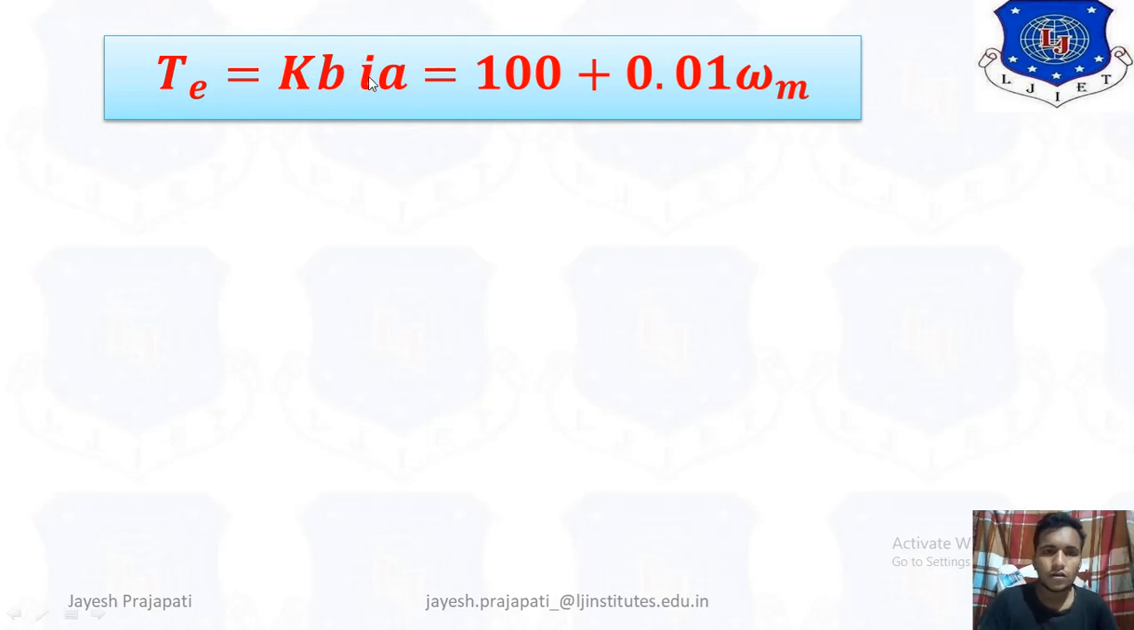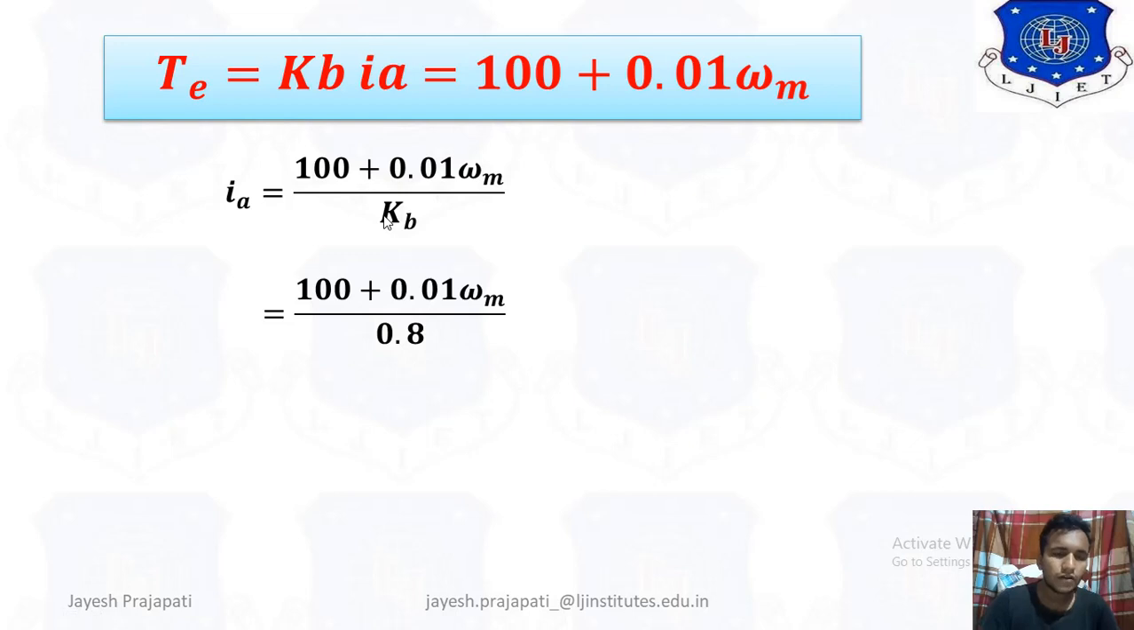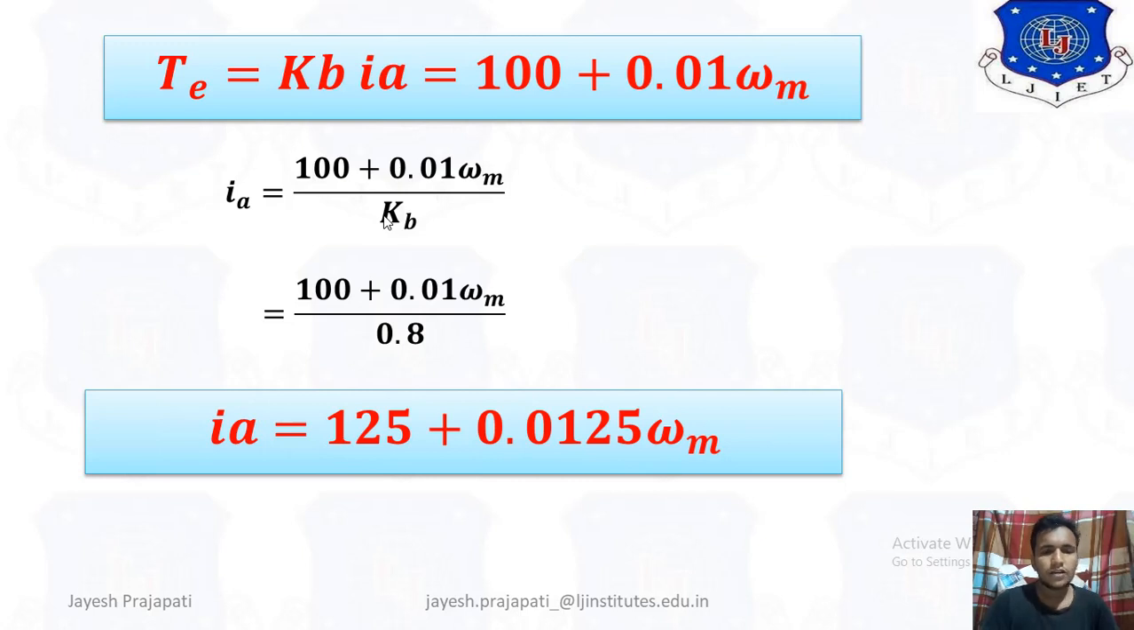So Ia is equal to 100 plus 0.01 omega m divided by Kb, and the Kb value is 0.8. So we note down 100 plus 0.01 omega m divided by 0.8. To solve this, we divide 100 by 0.8 and 0.01 by 0.8. So the equation is Ia is equal to 125 plus 0.0125 omega m. That is equation number 3.